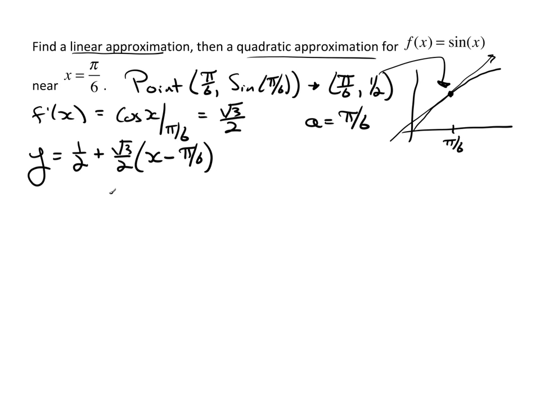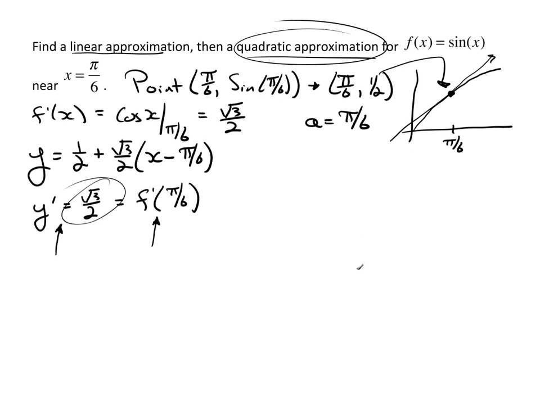our linear approximation, which looks pretty good. Now notice if I take the first derivative here, y prime will equal root 3 over 2, which is the same as f prime of pi over 6. So my original function and my linear approximation, first derivatives both match. They're both root 3 over 2. So I've successfully matched the slope at this point.